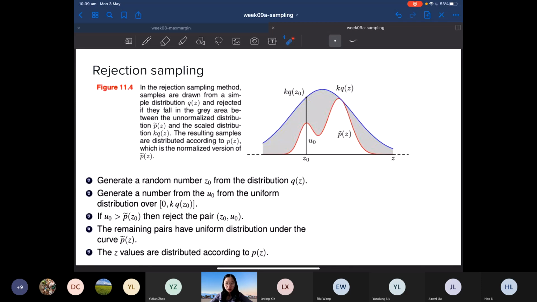We say that if this uniform random number is greater than P tilde of Z0, basically this region, if U lies here, reject. If U lies here, then it's accept. We accept the sample. So we can show, by the same notion of sampling from the unit circle, that the remaining samples are uniformly distributed under the curve of P tilde of Z.